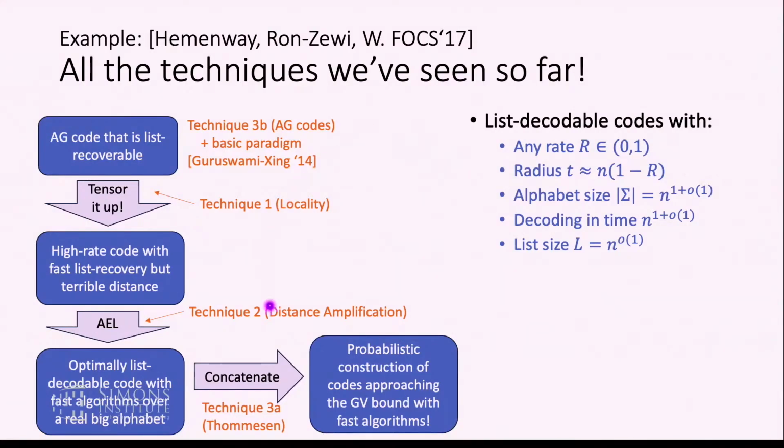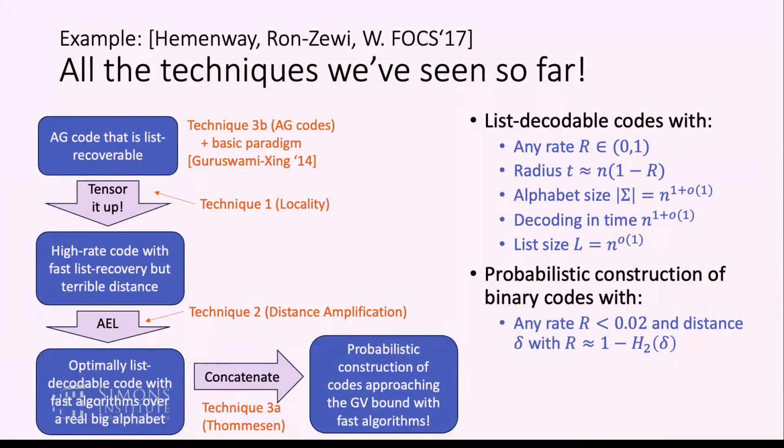And if you care about binary codes, what you can get is any rate. Okay, it can't be too big, but at least it can be as big as a constant. So anything less than 0.02. And distance delta approaching the Gilbert-Varshamov bound. So the rate is approximately 1 minus the binary entropy of delta. And it has unique decoding algorithms up to half the distance, running in time near linear, n to the 1 plus o(1). So these are all the punchlines.